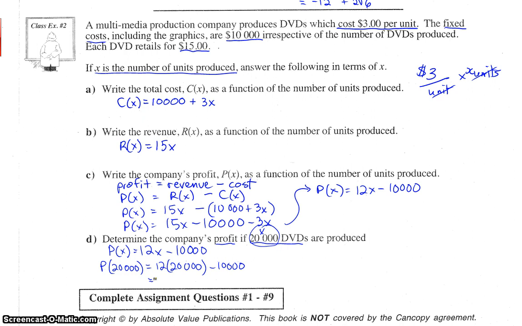And now we put that in our calculator, and we should get 230,000. And that would be our profit if 20,000 DVDs are produced. Okay, well, that ends our lesson 2, sum and difference operations on functions.